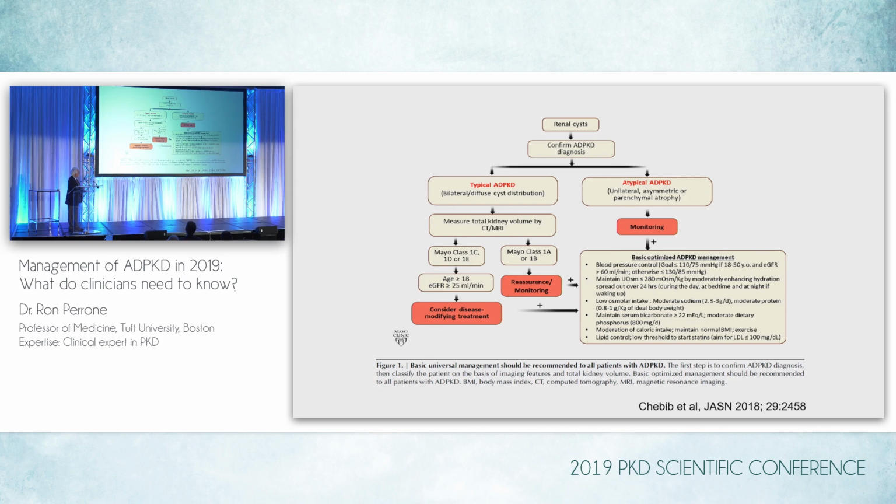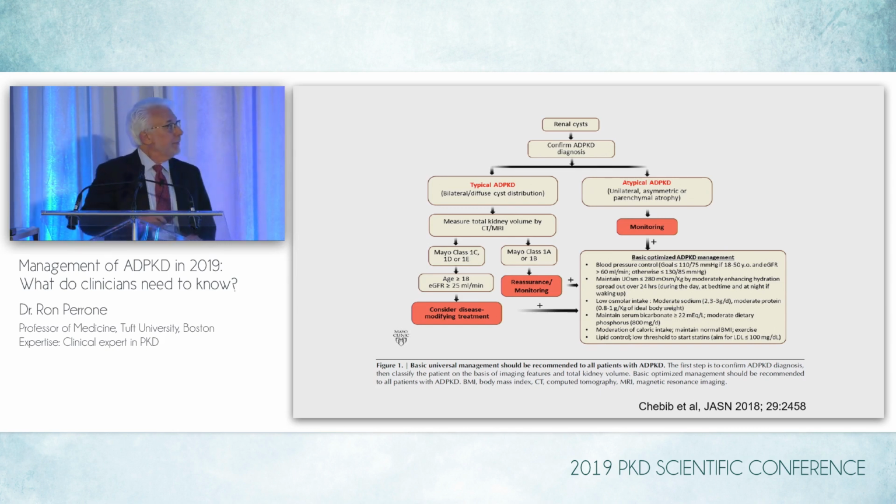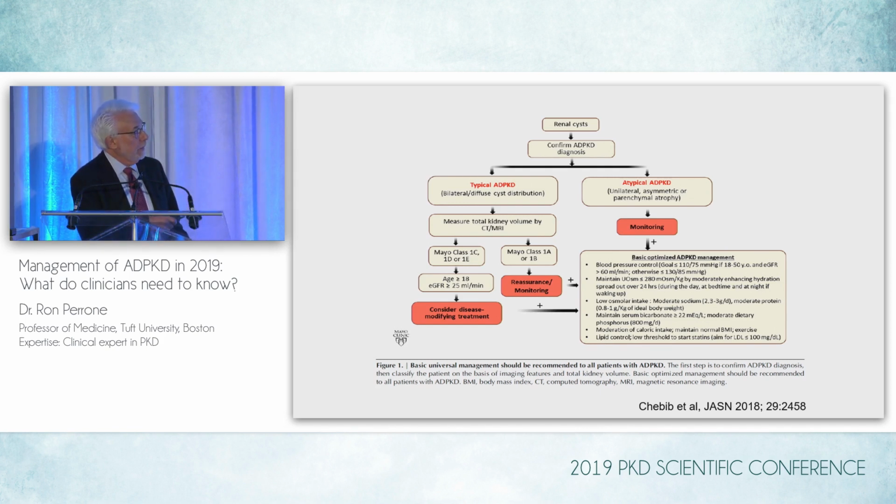If they're older than 18 years of age and their eGFR is greater than 25, you can consider a disease-modifying treatment. And Dr. Torres will be talking about this in more detail. If they're Mayo class 1A or 1B, or if they have atypical ADPKD, such as unilateral, asymmetric, or with parenchymal atrophy, you can implement monitoring and then these basic optimized ADPKD management measures, which I will talk about in more detail. But this will focus on blood pressure control, maintaining a dilute urine as a result of suppression of vasopressin by fluid intake, reducing osmolar intake, and I'll focus on caloric intake.